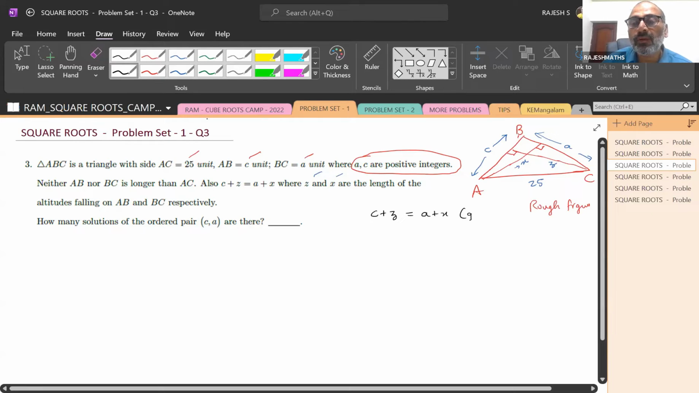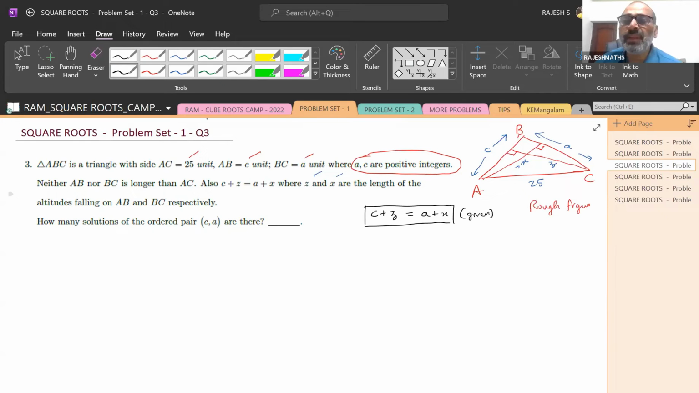X is the length of the altitude. Not from the intersection, it is full length, because it's already mentioned. So I am marking it from here till here. Let this be AD and this be E. So AD is X. CE is Z, because this altitude is given. I am trying to draw roughly here. I told you it's a rough figure. Okay, fine. Now c plus Z equals a plus X.